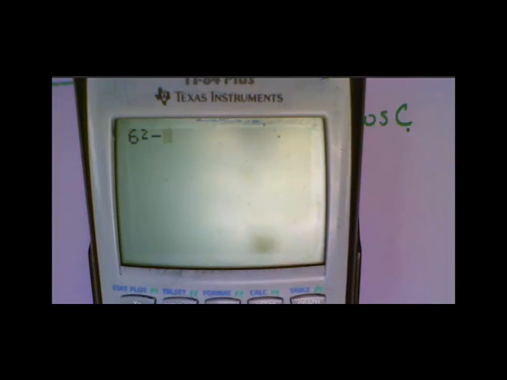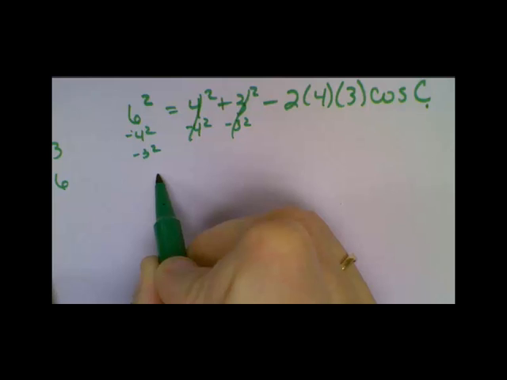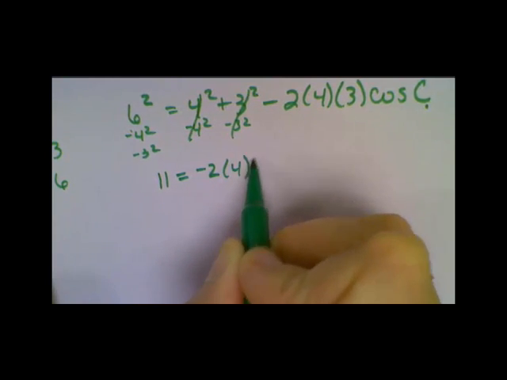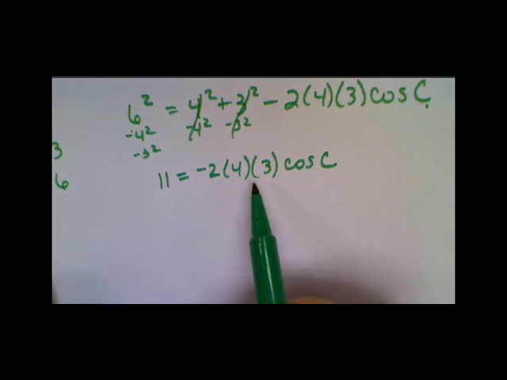So on my calculator, I'm going to take 6 squared minus 4 squared minus 3 squared. I do all of that right on my calculator, and I get 11. Now again, I don't have to write that down. I will for you guys to see it, but that's what's on my calculator.